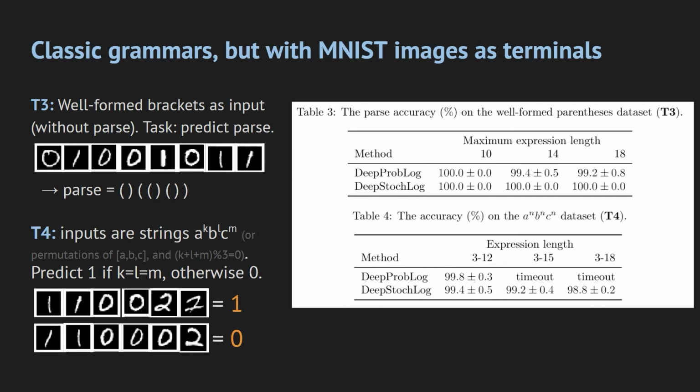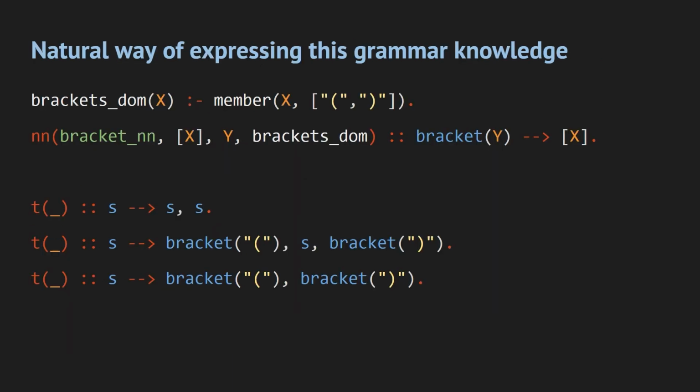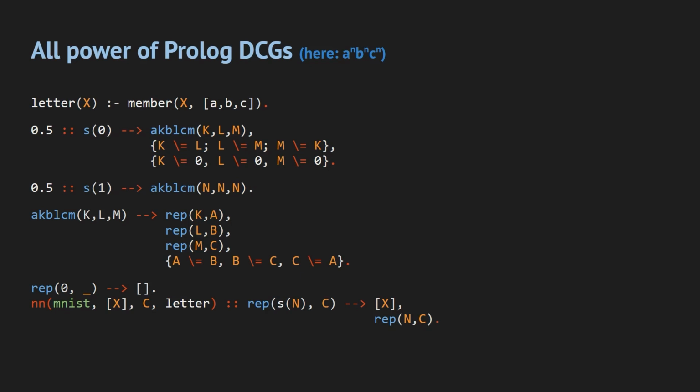We can see that DeepStochLog handles these longer sequences better than DeepProblog. Not only that, but it's also more natural to express these problems in DeepStochLog thanks to its grammar-like syntax. Here you can see the program encoding the background knowledge of the well-formed parentheses, and here the one representing the A to the N, B to the N, C to the N language disambiguation.